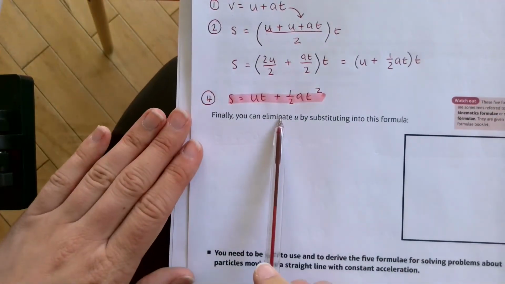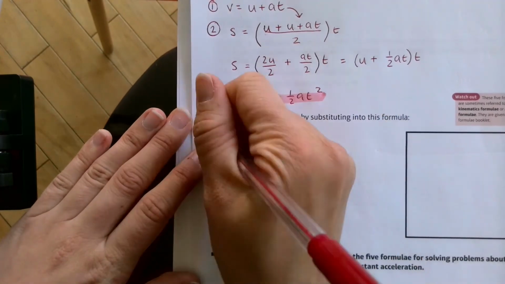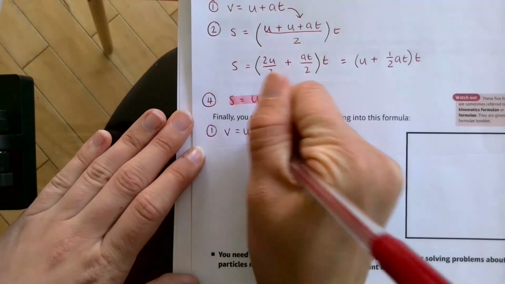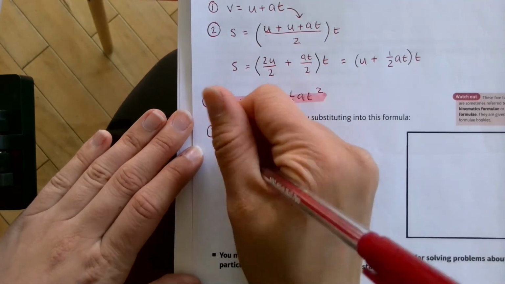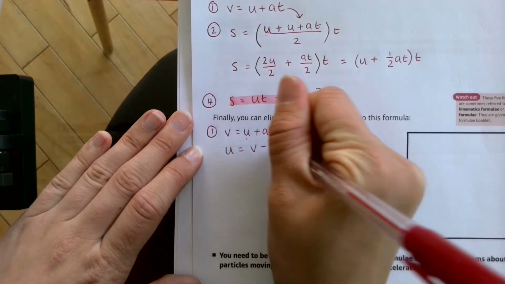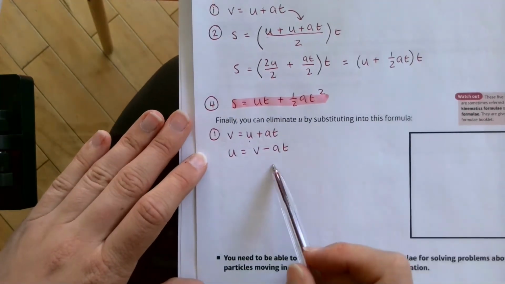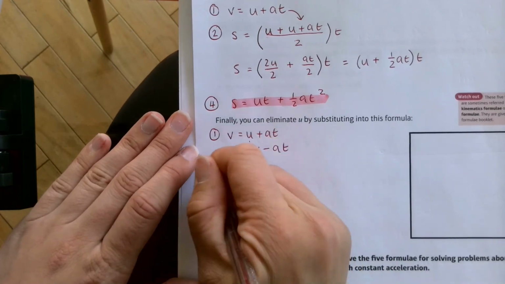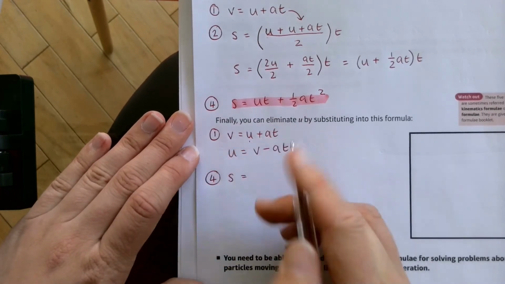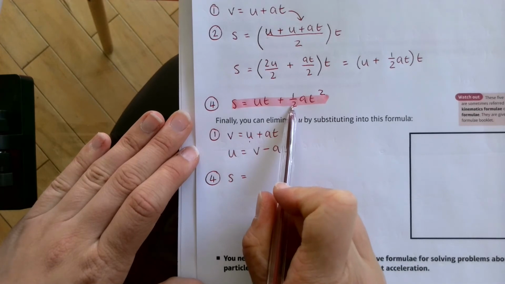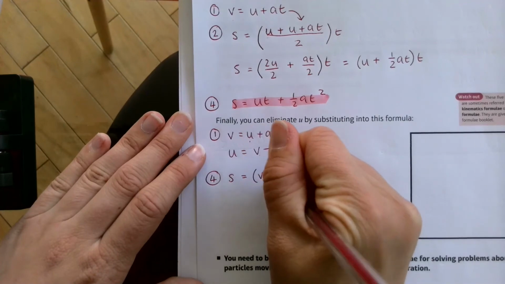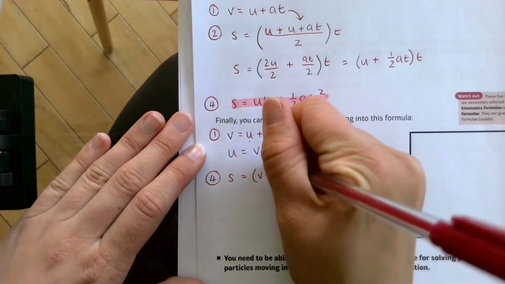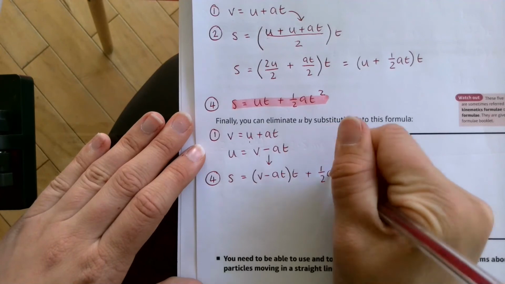Okay, then finally, I'm going to do something very similar, but this time eliminating u. If I go back to formula 1, v equals u plus at, and rearrange to make u the subject, it's nice and simple: taking the at to the other side, I get u equals v minus at. Now I'm going to sub straight into formula 4. In formula 4, we said s equals ut plus a half at squared. Instead of u, I'm going to use what I've got here, so s equals (v minus at) times t, plus a half at squared.